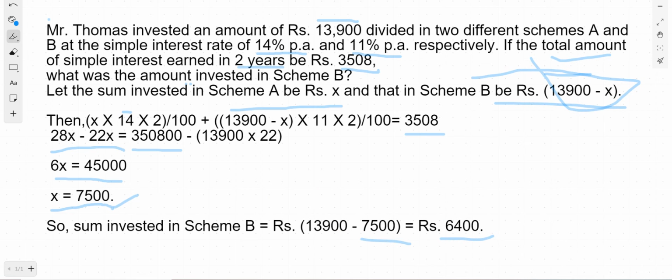See, as you move on further, you will get different questions, but they are based only on the formula which I have told you: simple interest, time, principal and rate. So the questions are going to be very easy, but you need to understand the question first. Moving on to the next question.